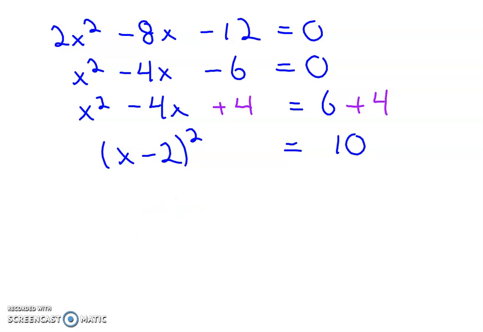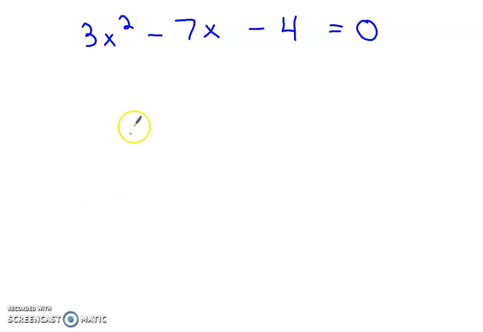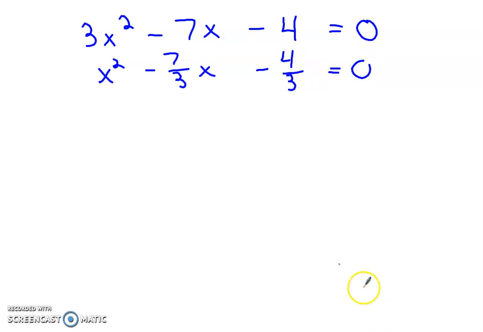Well, what happens when you get something that looks uglier, like this? 3 is not going to divide nicely into negative 7 and a negative 4. Well, we can still do it. If I divide by 3, I get x squared minus 7 thirds x minus 4 thirds. Of course, 0 divided by 3 is 0. Okay, let's clean it up just a little bit, if you will, by putting the 4 thirds to the other side, making it positive. And then this is going to get kind of ugly here, because the number I want right in here is going to be half of that squared.